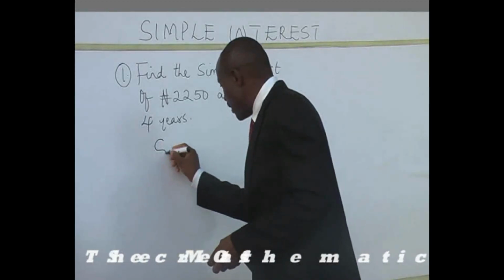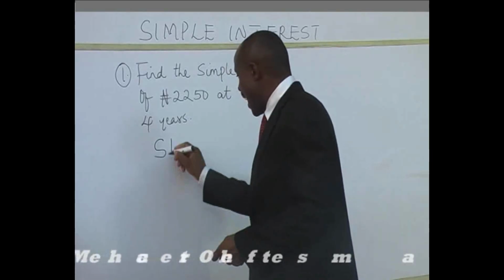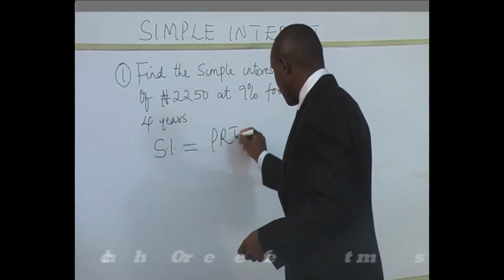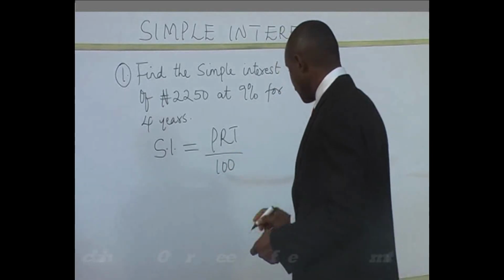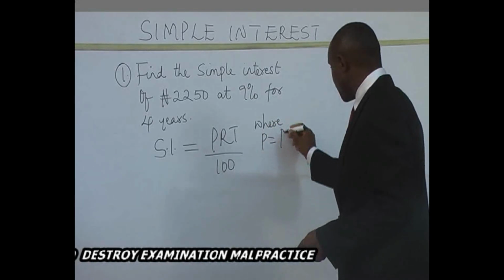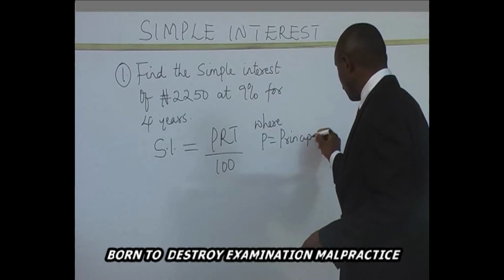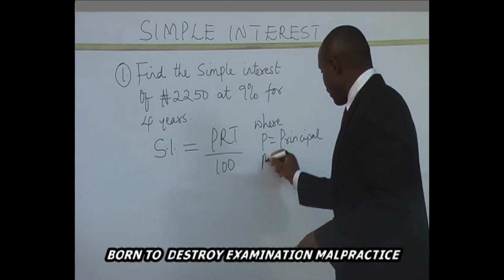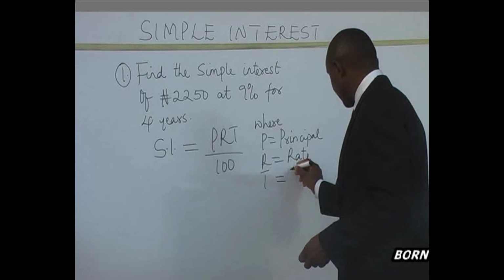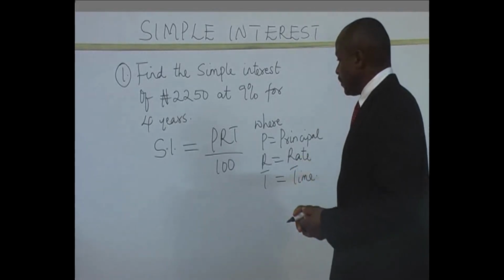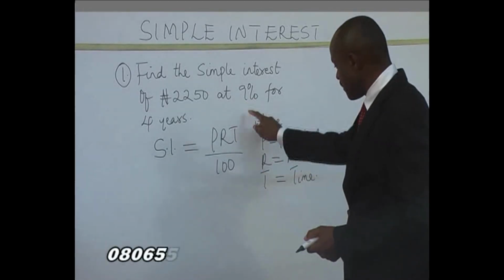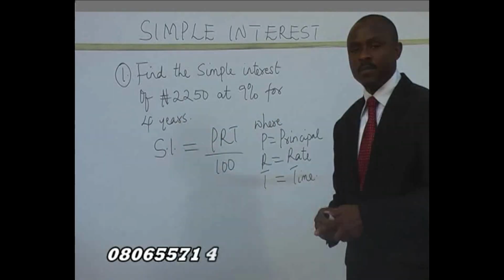Simple interest, which can be represented by SI, is given by this formula, PRT all over 100, where P is the principal, R is the rate, while T is the time. Principal is the money that was saved, rate is the percentage at which it was saved, and T is the time it was saved.